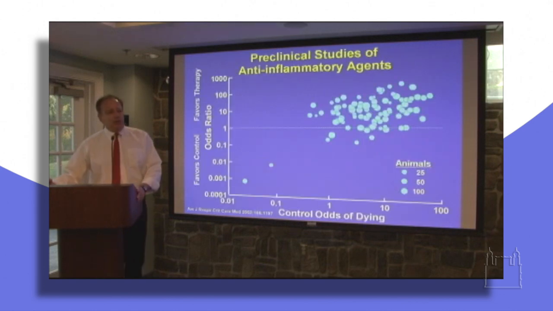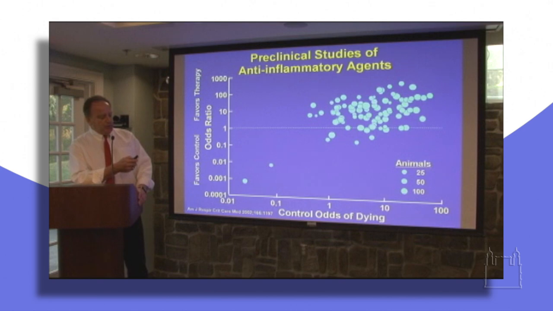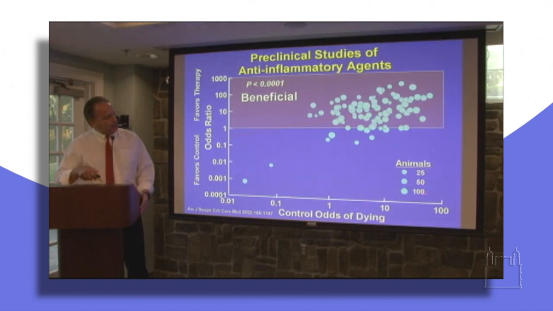Now, this is a new meta-regression. I've turned the Christmas tree that I've been describing on its side. This is benefit. This is harm. And what you find is, the first thing you find is that I'm plotting it versus the control mortality.